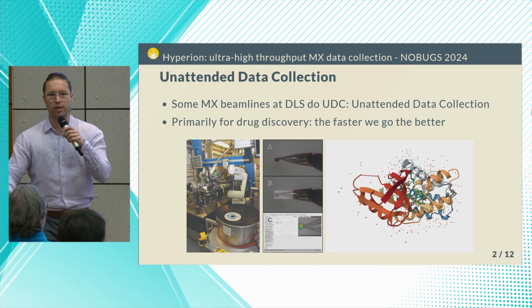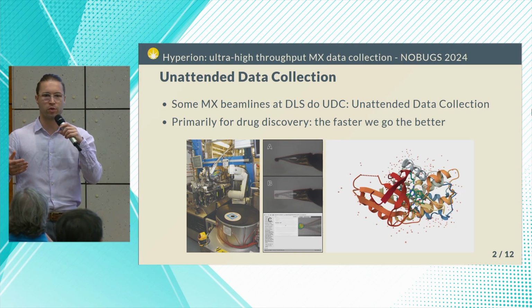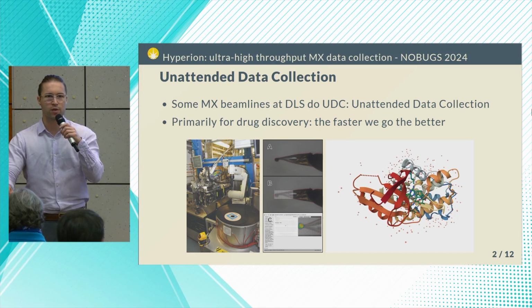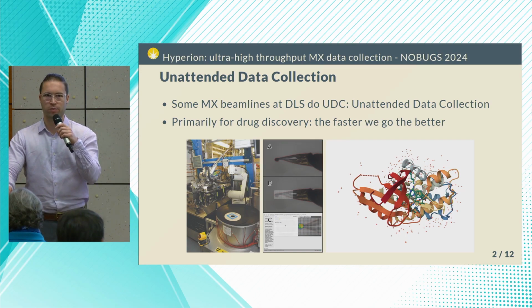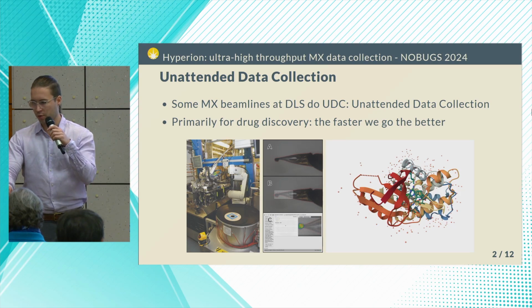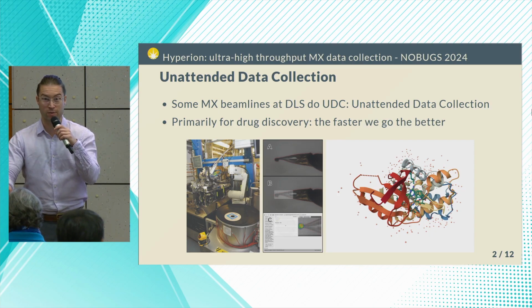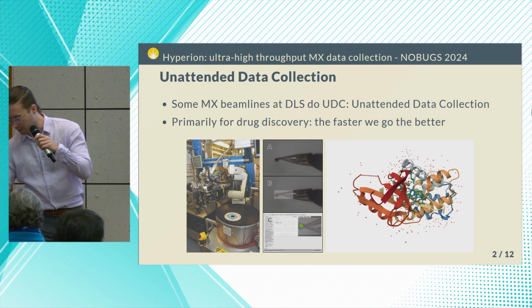This is mostly used for drug discovery when the fundamental structure of the protein is already known, and you want to see how some small molecule interacts with it. You want to see how thousands of different small molecules interact with that protein. So you don't need the absolute best data quality in this case. You just need good enough data quality and as fast as possible, as many different structures as you can cram into a day.